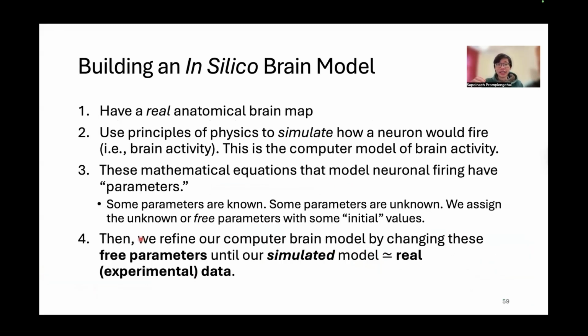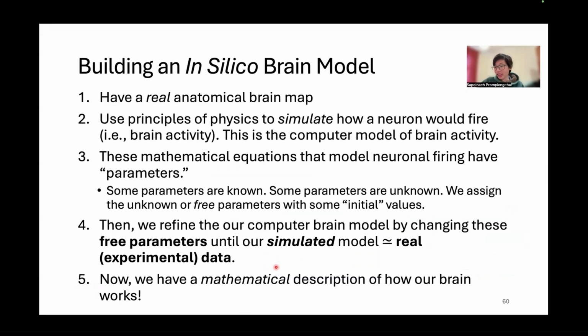Now, once we initialize these free parameters, we then try to refine our computer brain model by changing these parameters until our simulated model, the model that's from the math, roughly equals the real experimental data. Once we do that, we now have a mathematical description of how our brain works. If you look at humans, flies, mouse, zebrafish, anything, this is essentially the conceptual framework of building an in silico brain model.